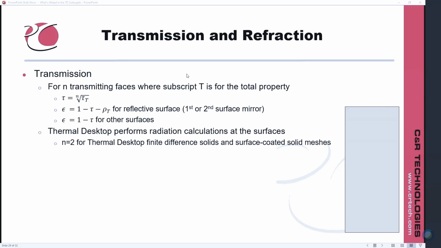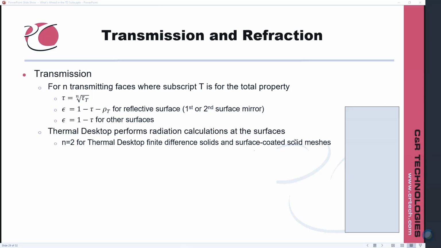Now, Thermal Desktop performs radiation calculations at surfaces. So if you have a finite difference solid, surface coated solid meshes, things like that, N is going to be 2. So you've got one surface as you enter and one surface as you exit. So that's pretty much all you have to set up.